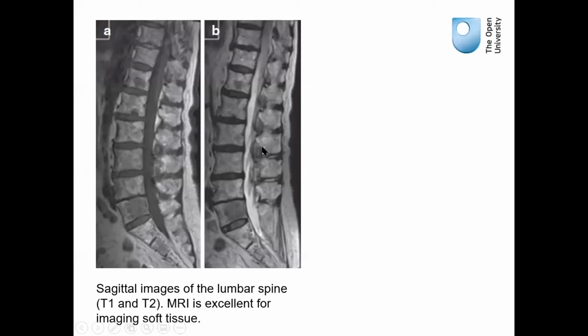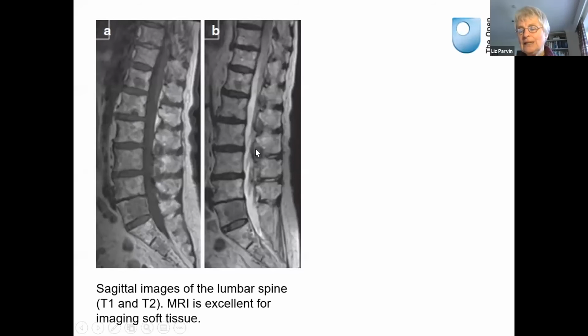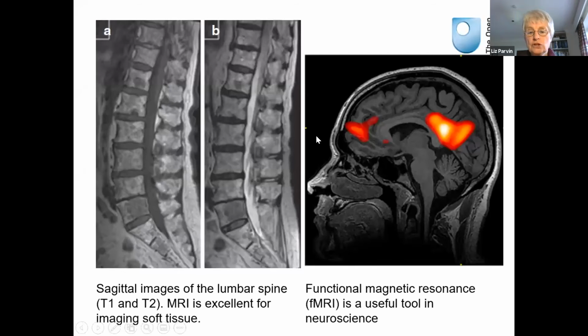There's another MRI technique which is not so widely used in actually diagnosis, but it's very important in research. And that's something called functional MRI or fMRI. You may come across this. Fascinating, this. What it does is it looks at the blood flow in the brain, and a particular type of sequence can pick up the blood flow in the brain.